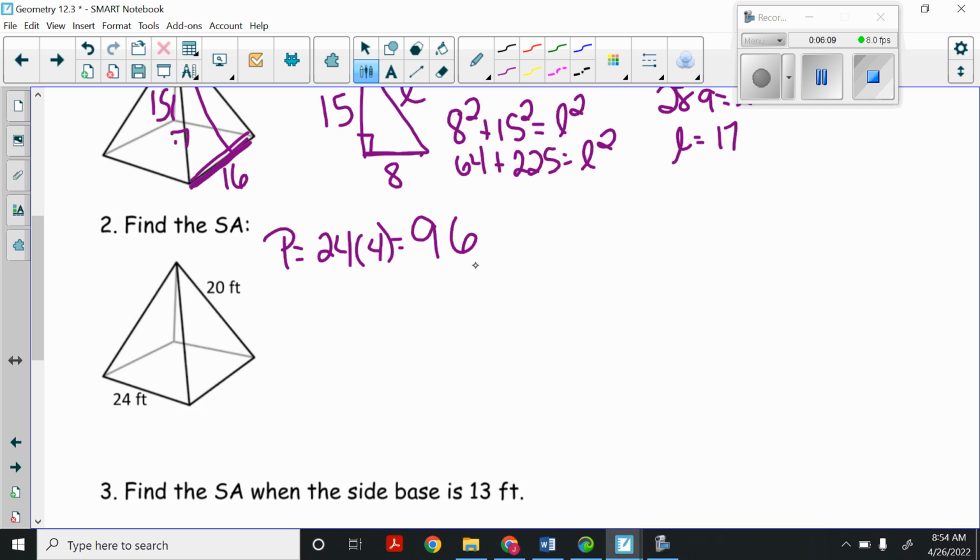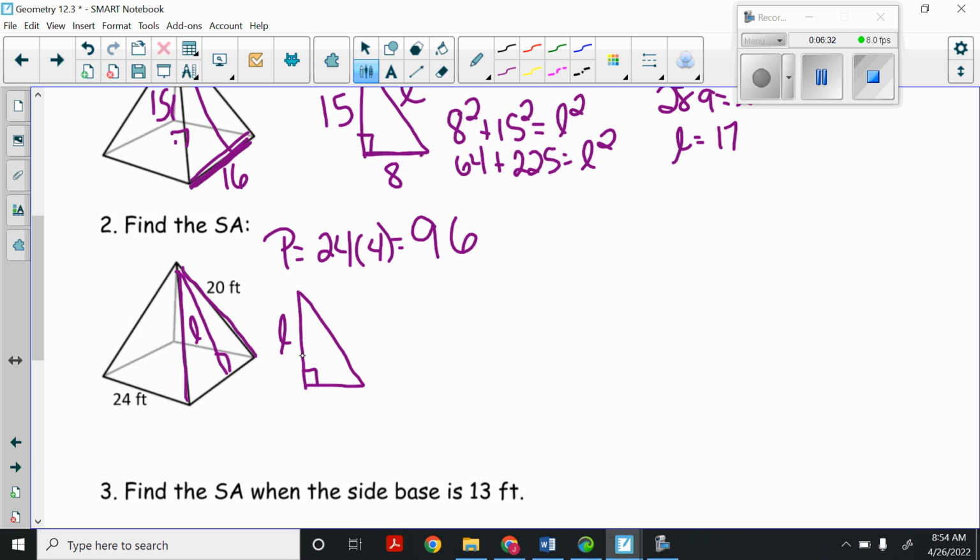I need my slant height. Okay, I do not have the slant height. This is the edge of the isosceles triangle. It's the legs of the isosceles triangle. The slant height, remember, is the height of that triangle. So again, I need to find my L. This is what I'm looking for.